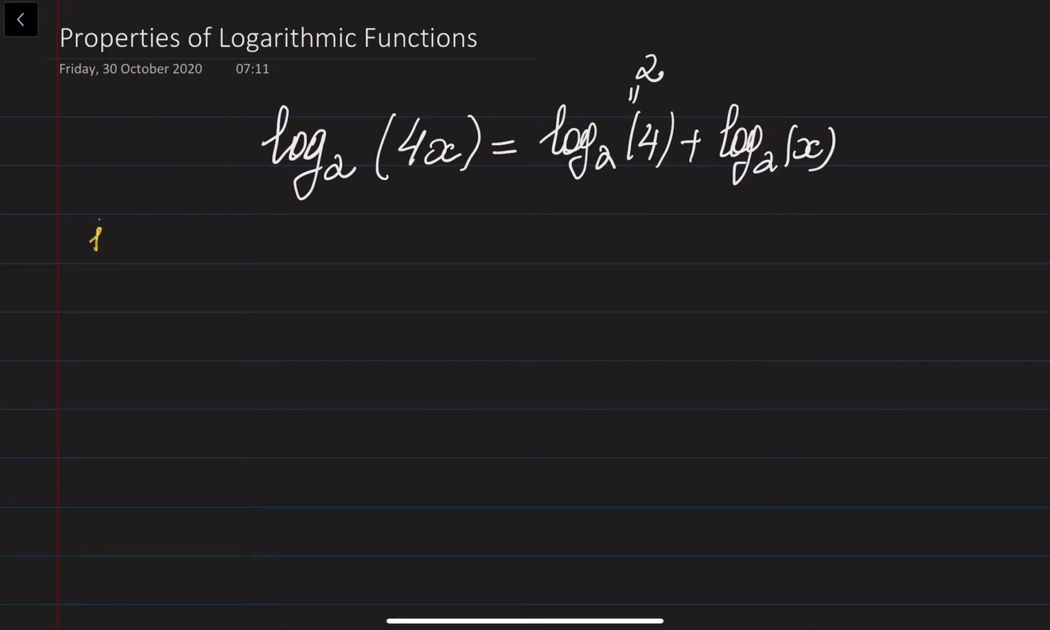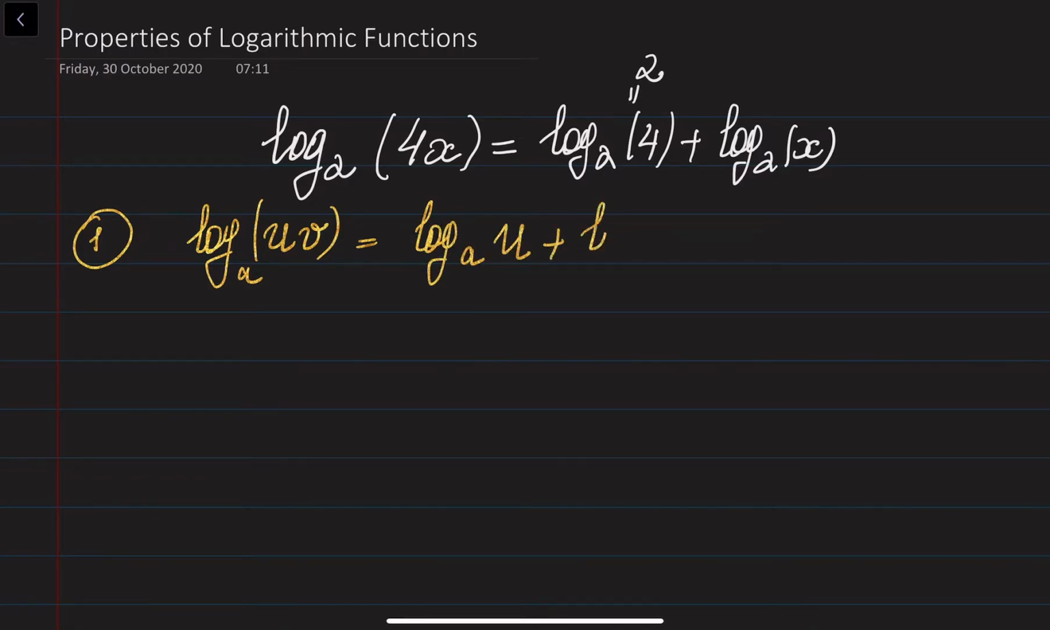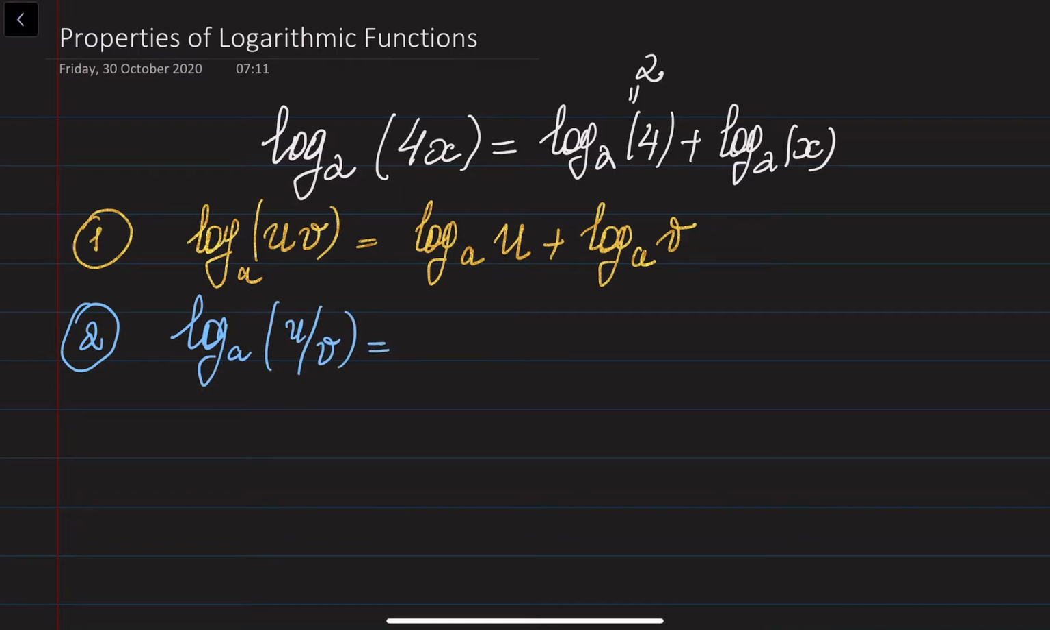The first property is that the logarithm of u times v on a base of a is going to be equal to the logarithm base a of u plus the logarithm base a of v. The second property is the logarithm base a of u divided by v. It's going to be the subtraction of these two logarithms.